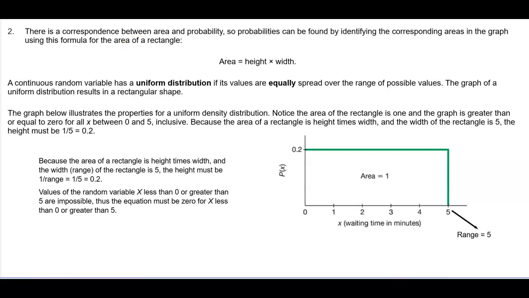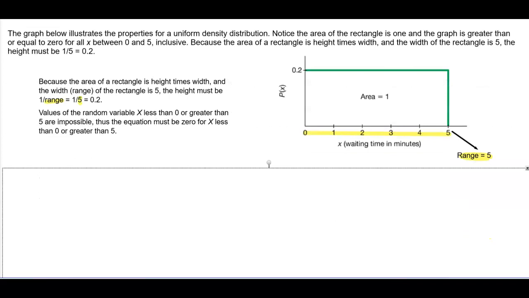Because the area of the rectangle is height times width, and the width, the range of the rectangle, is 5, the height must be 1 over the range. If you take a look here, the range goes all the way to number 5, so the range is 5. That's why we get 1 over 5, which is equal to 0.2. Now notice on the graph up here that the height is 0.2. So therefore, that's how we get the height.